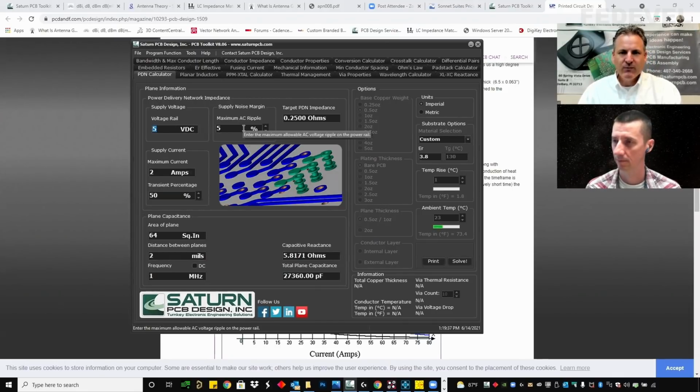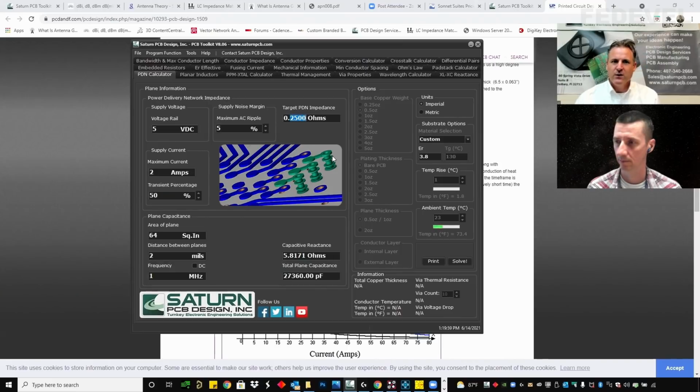What's my maximum AC ripple that I want to see on it? My current through it is 2 amps. My transients, 50% of that means my PDN resistance needs to be 0.25 ohms or below. And if people are doing full planes on a board with a 1 ounce copper plane, you're going to be pretty close to that regardless.